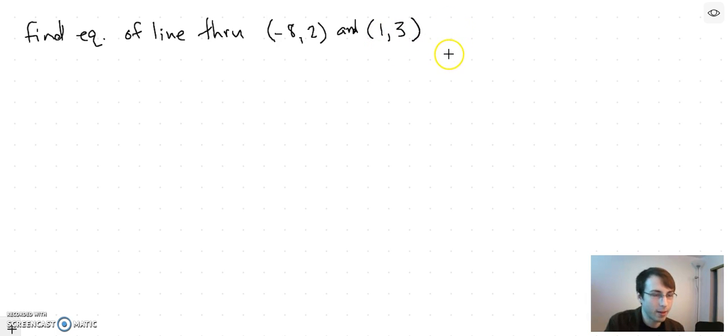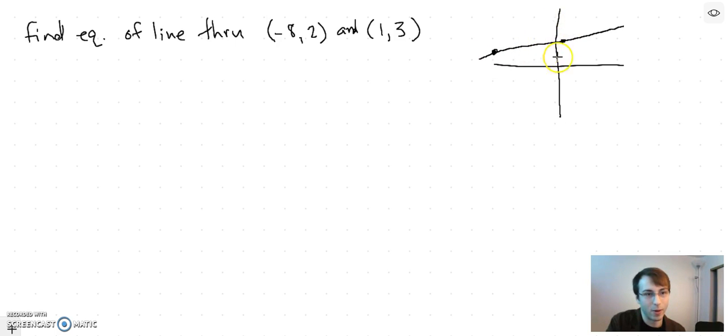So I think maybe just so we know our answer makes sense at the end, and as we're working through it, let's draw a graph just to see what this thing is going to look like. So (-8, 2) is something maybe around here, and (1, 3) is something about here. So it's this line with slightly positive slope, and the y-intercept should be positive. All right.